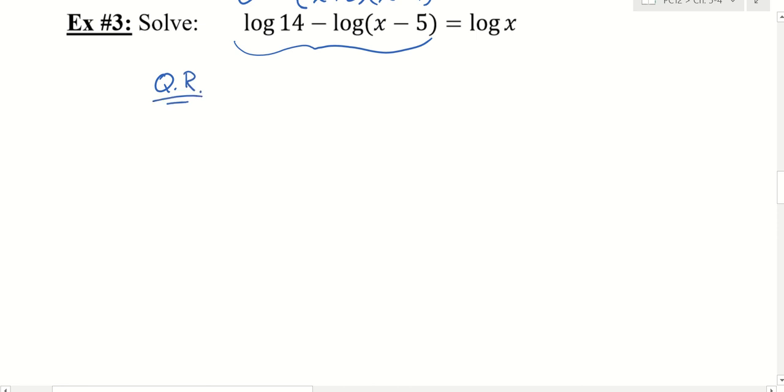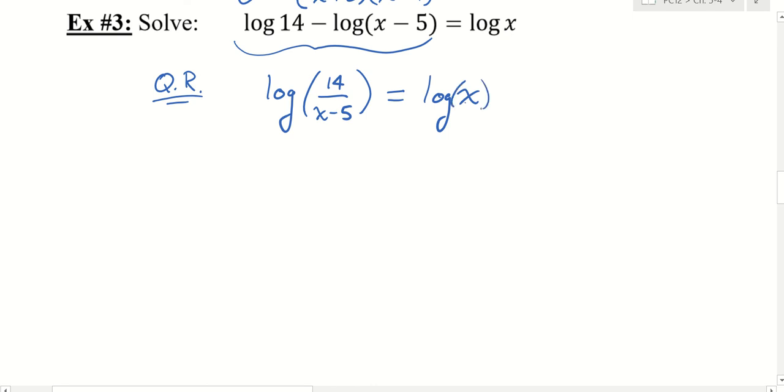So I'm applying the quotient rule. I take a difference of logarithms, and I write their respective inputs as a quotient. There we go. And on the right-hand side, I just have my log of x. This is log base 10, by the way. No base is written, so it's log base 10.